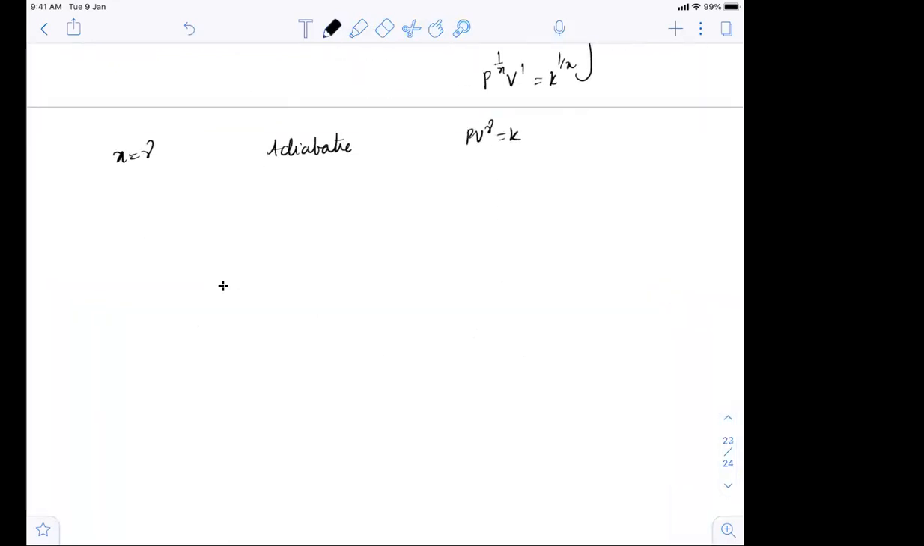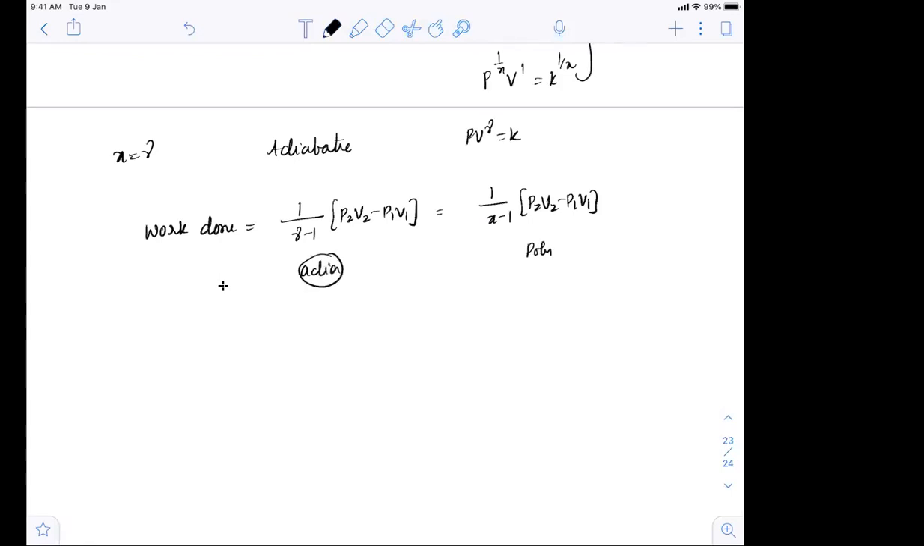Since you know that, now we can calculate work done. So work done will be equal to, just recall the earlier equation from adiabatic. We got it as 1 by gamma minus 1 into P2 V2 minus P1 V1. Just replace gamma with x: 1 by x minus 1 into P2 V2 minus P1 V1. This is for the polytropic process. This is for adiabatic and this is for polytropic. Clear, beta? Any doubt here?